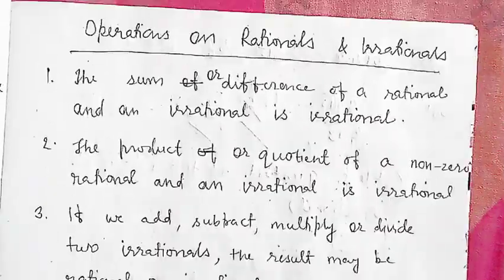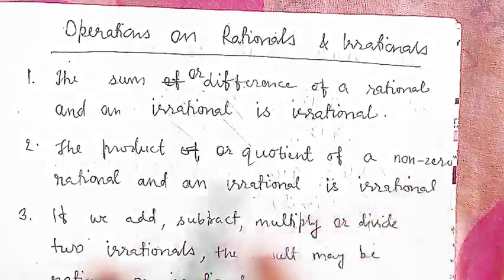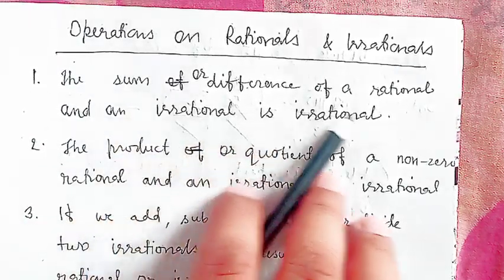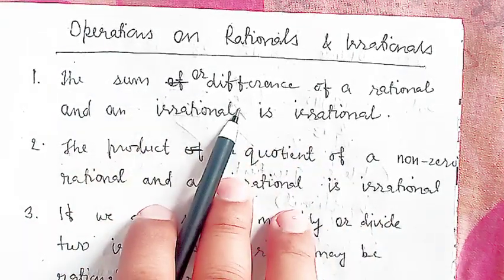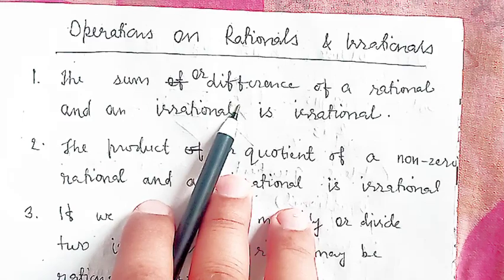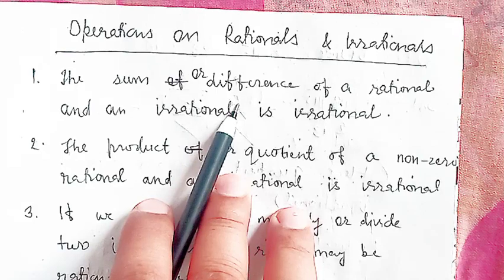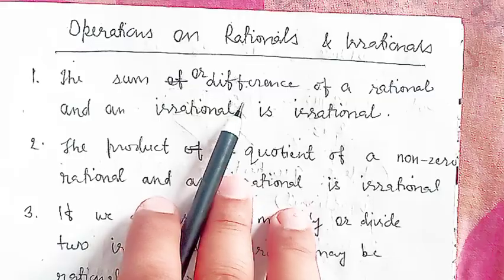Now let us take operations on rationals and irrationals. The sum or difference of a rational and an irrational is irrational. For example, 2 plus root 3 is an irrational number. Or we take root 5 minus 2. It is also irrational, because if we put the irrational number in decimal form, the difference or sum becomes non-terminating, non-repeating.